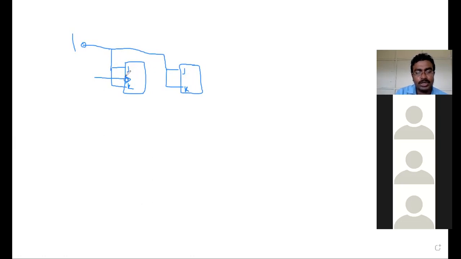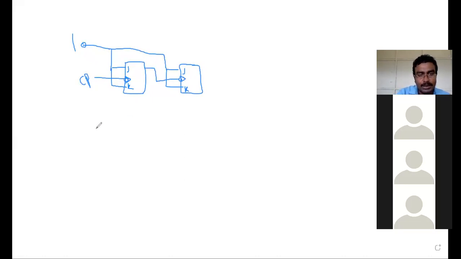To show negative edge triggering, I'll be placing a bubble here. So I'm giving the clock pulse here. And the output of the first flip-flop, QA, is given as clock for the second flip-flop. Also I'm using the same negative edge triggering here. So this is your basic structure of how an asynchronous 2-bit counter looks. Let me explain, students, with the help of waveforms how this is going to work.